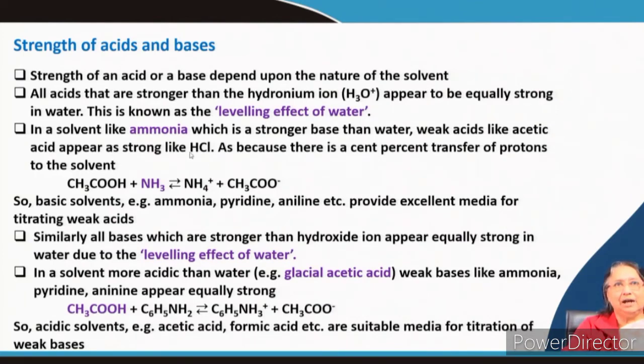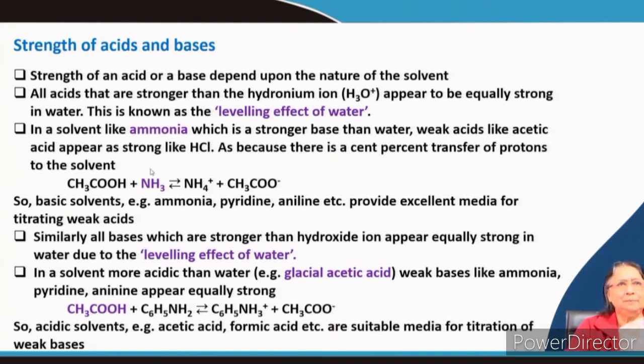In a solvent like ammonia, which is a stronger base than water, weak acids like acetic acid appear as strong as HCl. We know from the previous slide that acetic acid is a weak acid because it is a weak electrolyte, it will not dissociate 100%. But if you take ammonia as a solvent instead of water, then in that solvent the acetic acid will act as a strong acid, just like HCl in water, because there is a 100% transfer of proton to the solvent, very interesting.